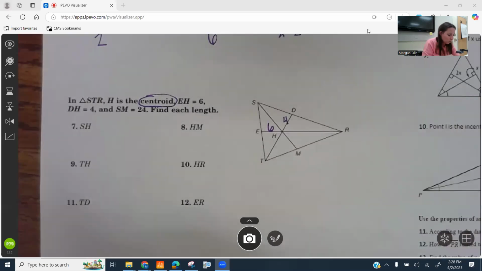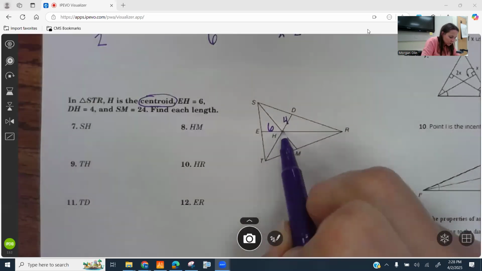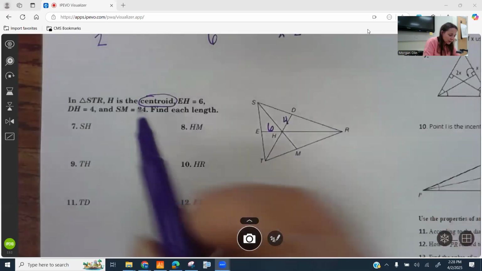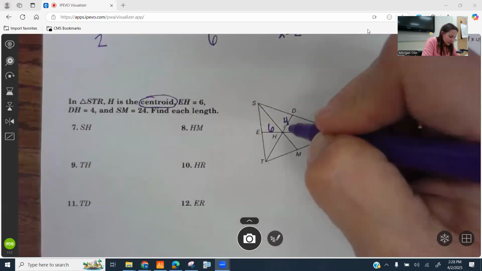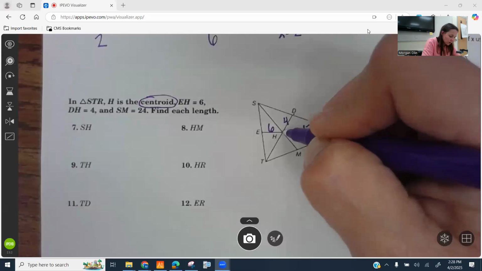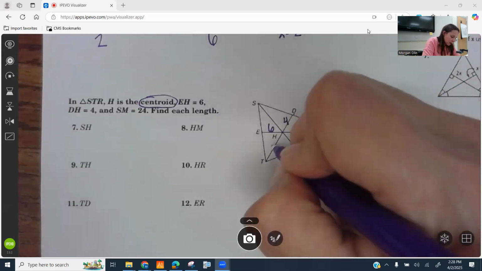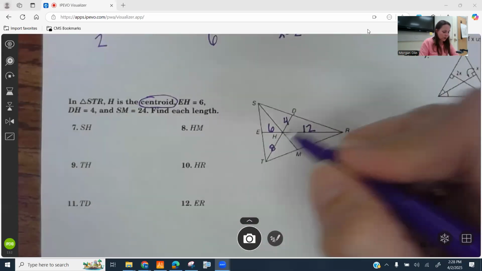Okay, so for right now, what do I know? If I know this is 6, how much do I know HR is? Because again, it's a centroid, the same thing that we were doing before. If you said 12, you're correct. DH is 4, so what is HT? Double it, and you get 8 because that's our longer part.